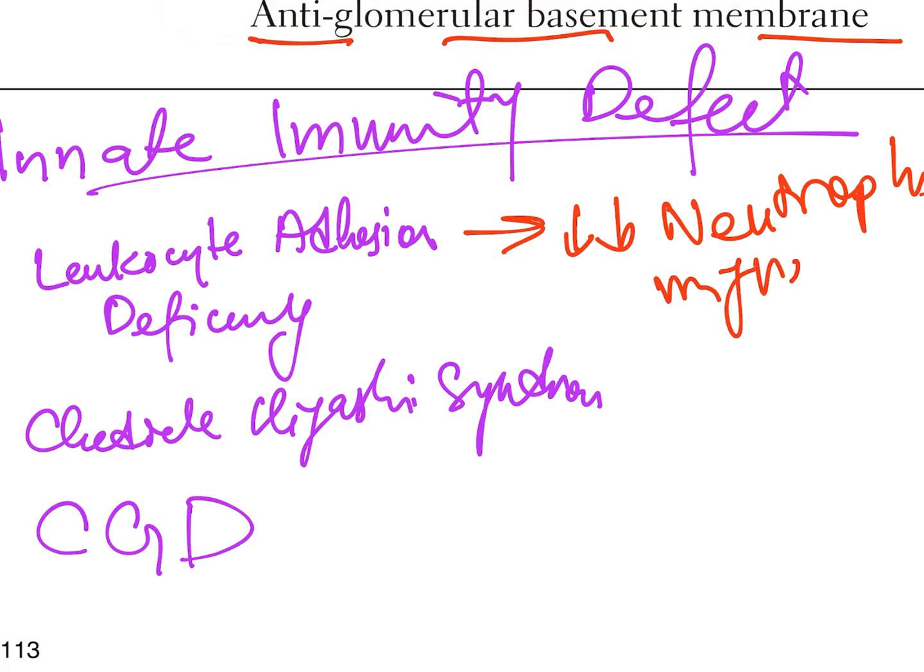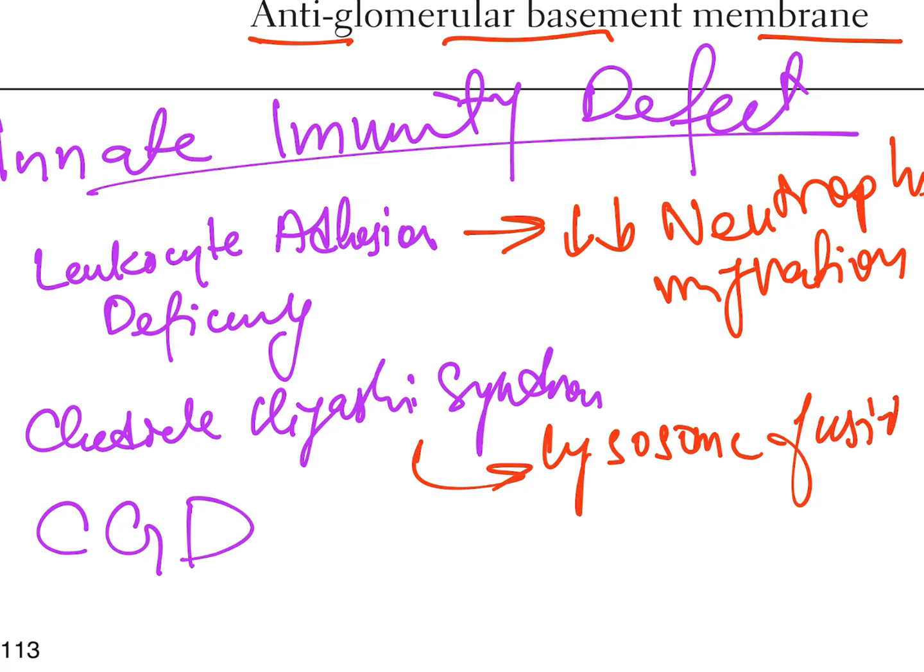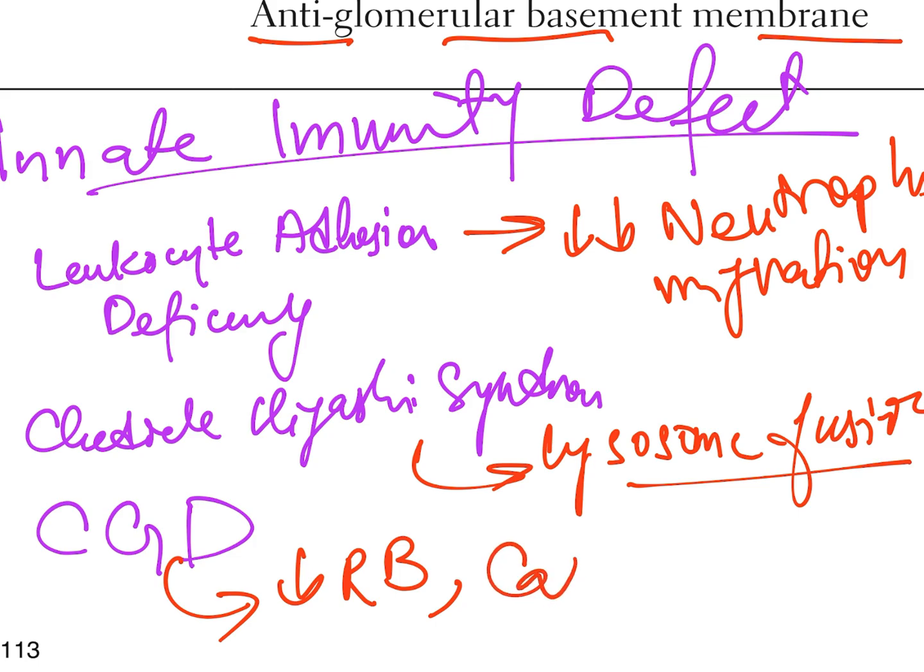And in Chediak-Higashi syndrome, there will be impaired lysosome fusion. Now, in chronic granulomatous disease, there will be decreased respiratory burst, and also recurrent infections with catalase-positive organisms.